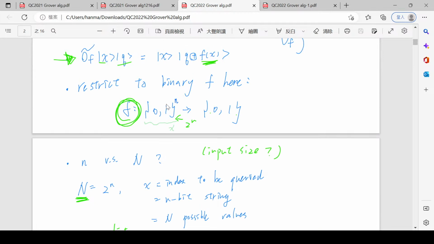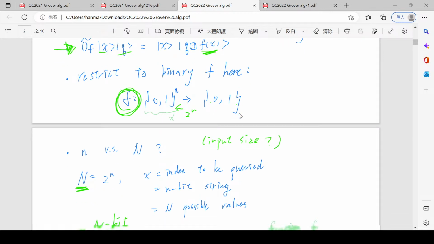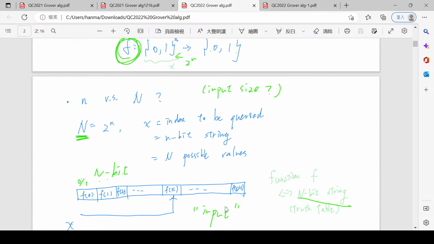的 function，从01 to the n 到01。那我们把 truth table 写出来的话，它会是有 f0、f1 一直到 fn 减1，这张总共有大 n 个东西，大 n sorry I should speak English.